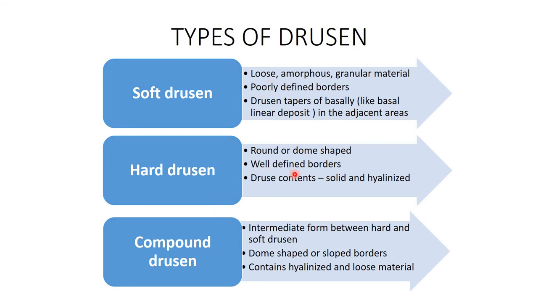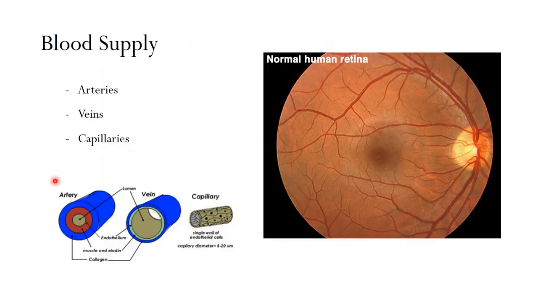When it comes to hard drusen, they have well delineated borders, and there will be a solid or hyalinated content in the drusen. When it comes to compound drusen, it is a portion intermediate between the soft and the hard drusen.